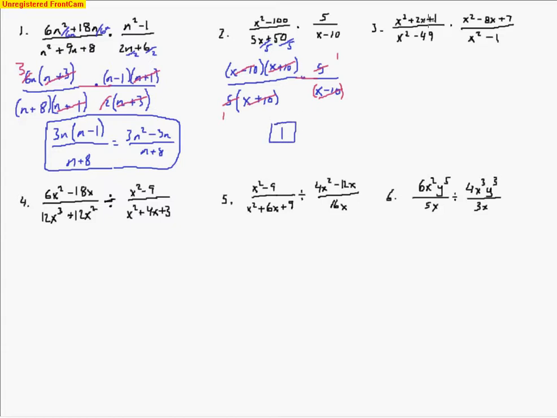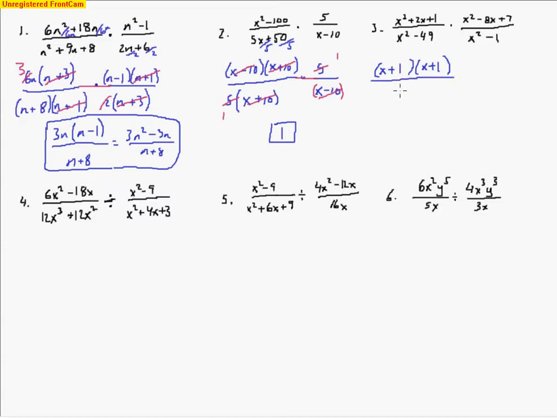Well, looking at the next one here, we've got a trinomial on top. So it's going to factor as two binomials. So we've got an x plus 1 and another x plus 1. See, 1 times 1 makes 1, and they add to make 2. So that's the way it ends up factoring.